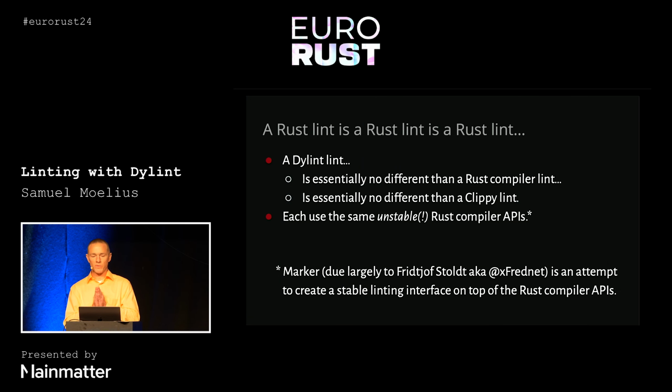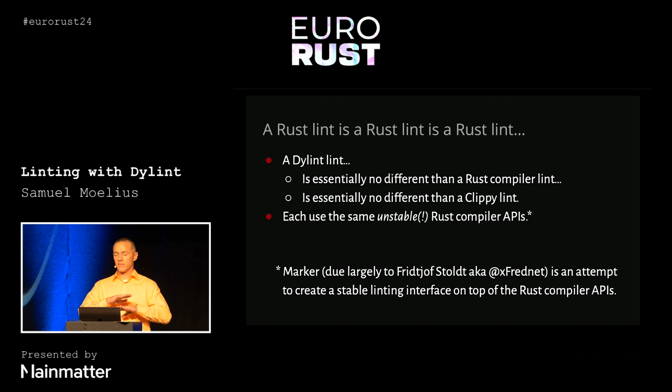I want to make this point before proceeding, and that is that a Rust lint is a Rust lint is a Rust lint. And what I mean by this is the following. I will use the phrase a Dylint lint, but when I say a Dylint lint, I merely mean a Rust lint in a Dylint library. But a Dylint lint or a Rust compiler lint or a cargo Clippy lint, these all use the same Rust compiler APIs, and in that sense, none are fundamentally different, and moving from any one context to the other requires only minor changes. I should emphasize that the Rust compiler APIs that each of these use is unstable.